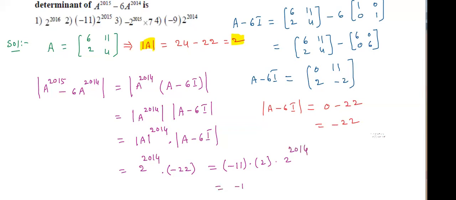Now minus 11 into 2 power 2015. Bases are equal, so the powers should be added. So this is the answer I got. Which option is correct? The second option is correct.